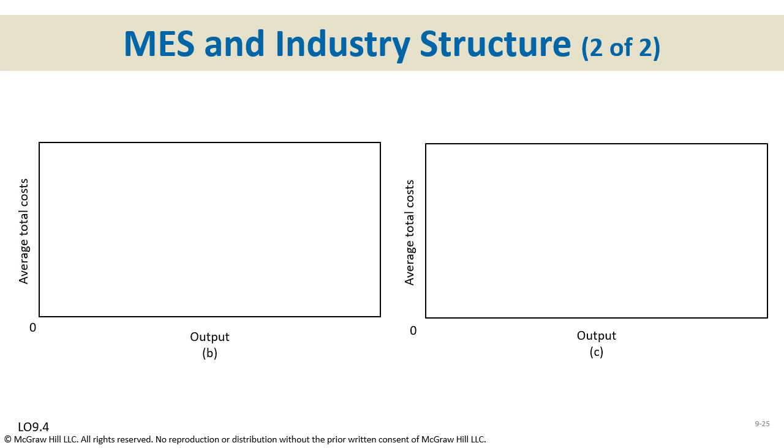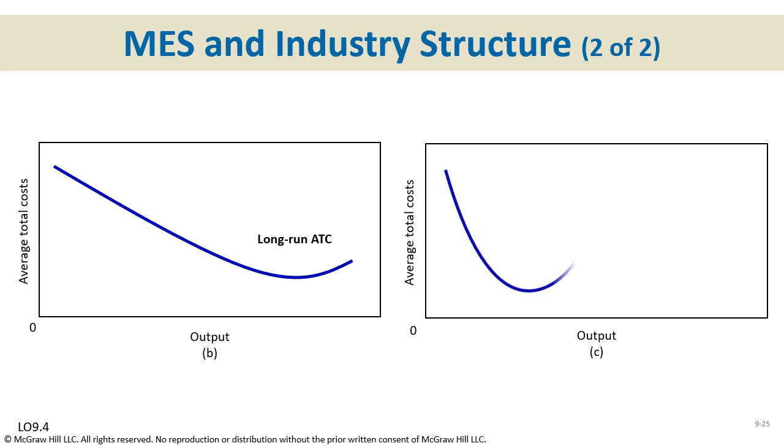And your long run ATC curve is lowest only when there is a large output. So in this case, average total costs are going down with output for a long time. Your long run average total cost curve, that's what we're looking at here.